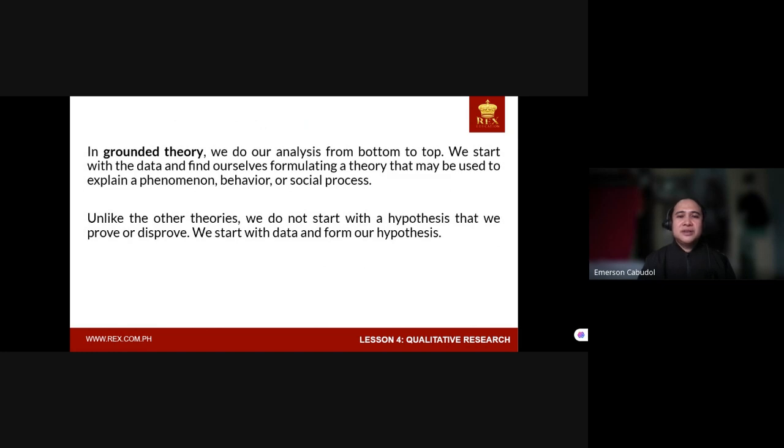Grounded theory uses a bottom up approach to data analysis. You start with the raw data, for example, interview transcripts or observations, and then through a process of coding and analysis, gradually identify patterns, concepts, and relationships. So these patterns then lead to the development of a new theory that is grounded in the data itself. Unlike other research methods, you don't begin with a pre existing hypothesis or theory to test. Instead, the theory emerges from the data analysis.